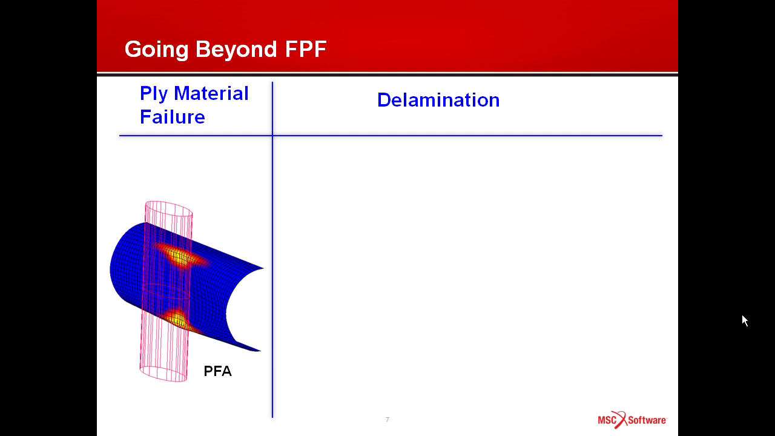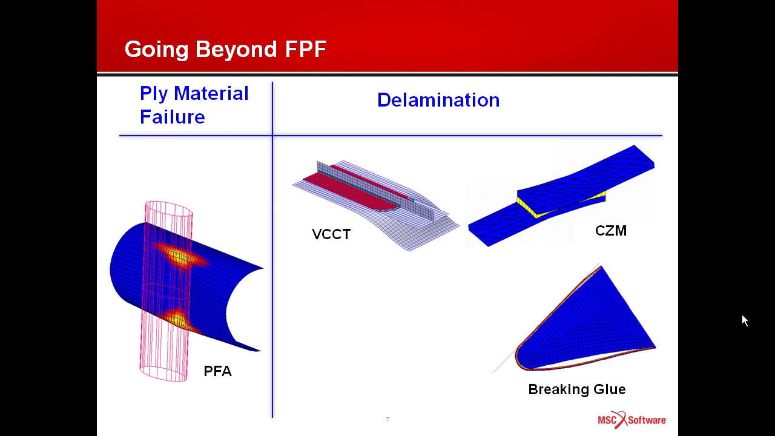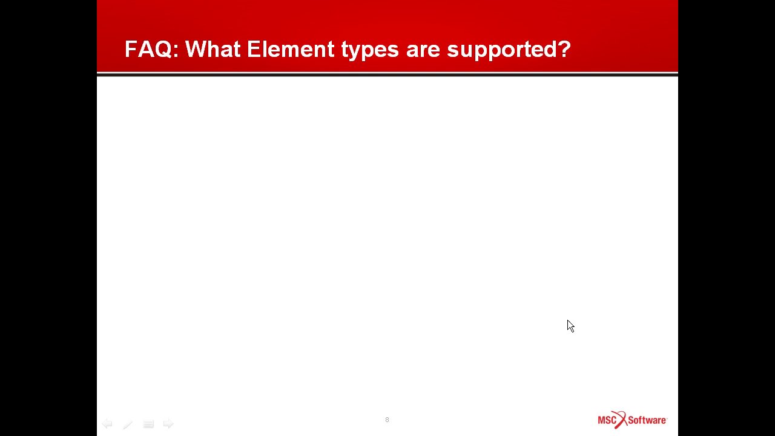So in the next 20-25 minutes, we'll be looking at 5 different technologies offered by MSC. We can categorize them roughly in two categories. First one is Progressive Failure Analysis, PFA, and this is really looking at applied material failure. The other 4 methods we'll discuss fall under the category of delamination or crack propagation, and they are VCCT, CZM, breaking glue, and delamination. So let's get started and look at these different technologies.